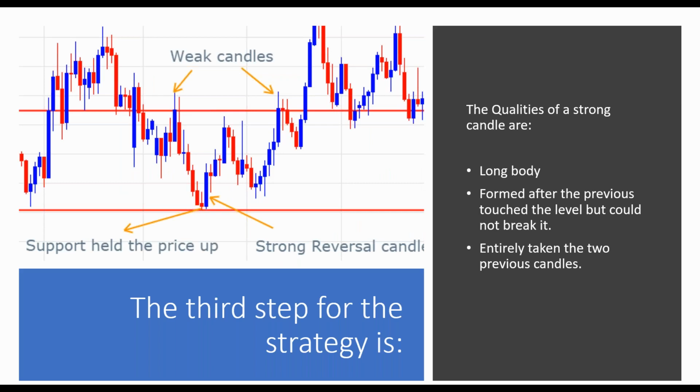Now, this is a strong bullish candle. What qualifies? A long body formed after a previous candle touched the level but could not break it. Entirely taken the 2 previous candles out. So this long blue candle took out the prior 2 candles and still moved up in the opposite direction while still hitting that zone. Now, you need a whole bunch of rules and regulations here, or you need a gut feeling.